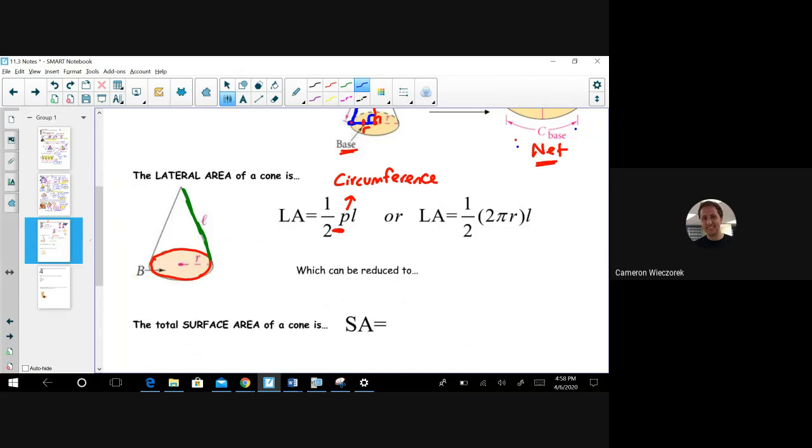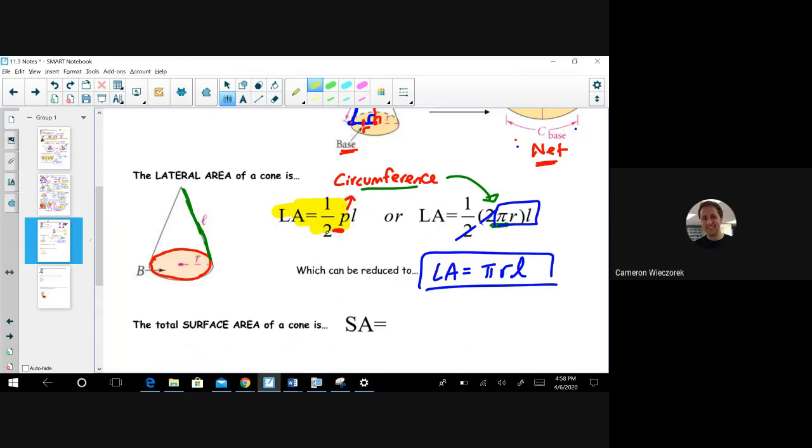Well, let's see, can we make that even a little bit easier? What do we know about circumference of a circle? Circumference of a circle is 2 pi r. So if I substitute that in, 1/2 times 2 pi r times L, 2 times 1/2 goes away. That's just 1. And all I'm left with is pi times radius times slant height, pi RL. Okay. Take your pick, whichever one you like.